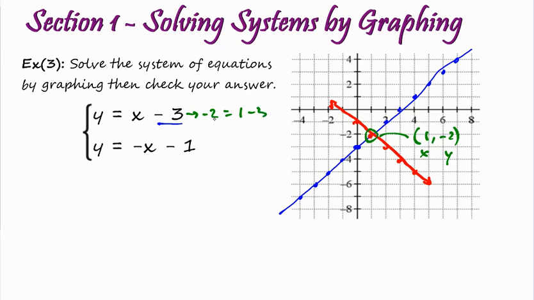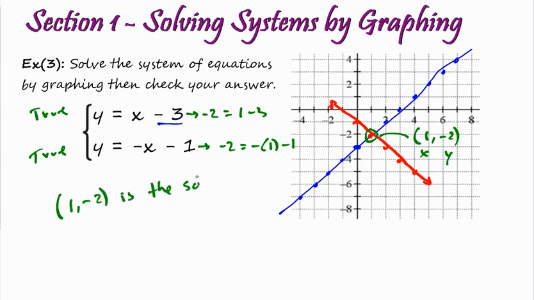1 minus 3 is negative 2, so the first one is true. And the second equation becomes negative 2 equals the negative of 1 minus 1. And negative 1 minus 1 is negative 2, so the second one is true. So we double checked, and we're confident that 1 comma negative 2 is the solution.